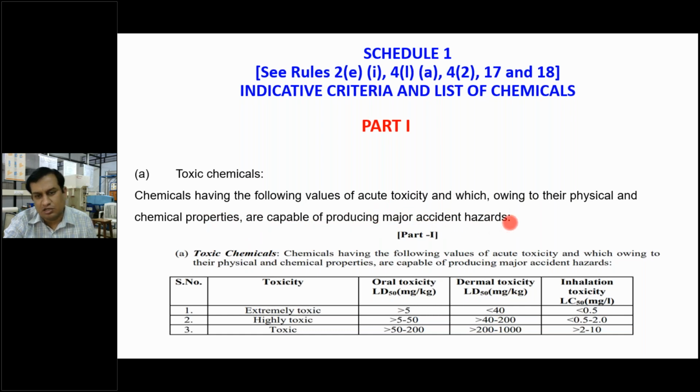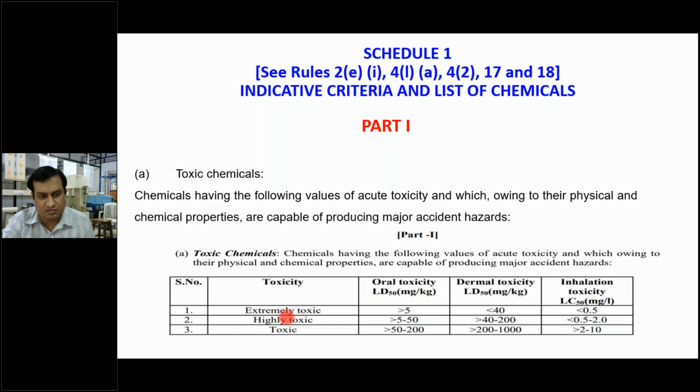Now in the rules of this MSIHC, we have mentioned that the responsibility of the occupier is to identify the major accident hazard. So how to identify this major accident hazard? This is one of the parameters. You have to identify the chemicals having the toxicological data, physical data and chemical data. So this is one of the parameters, that is toxic chemicals.